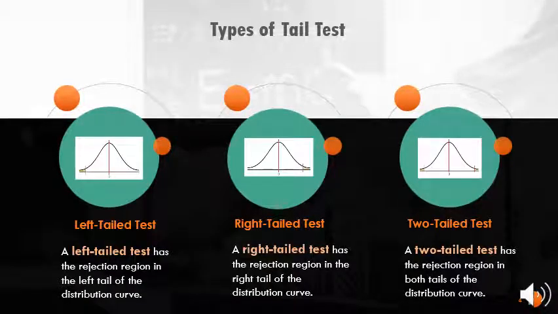Now, let us look at the three different types of tail tests. We have the left tail test, right tail test, and the two-tail test. A left tail test has the rejection region in the left tail of the distribution curve. A right tail test has the rejection region in the right tail of the distribution curve, whereas the two-tailed test, since it is called two-tailed, has the rejection region in both tails of the distribution curve.